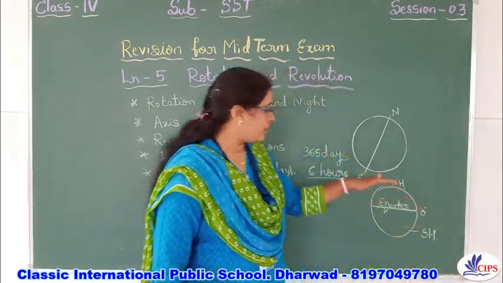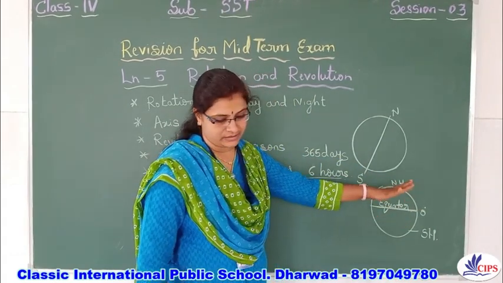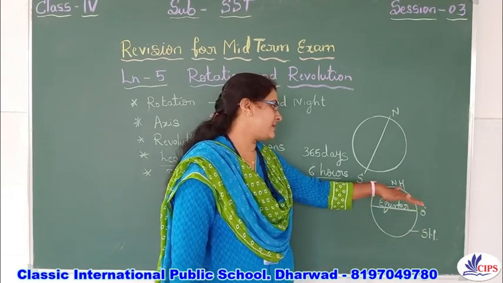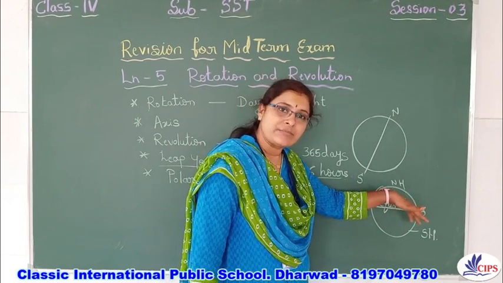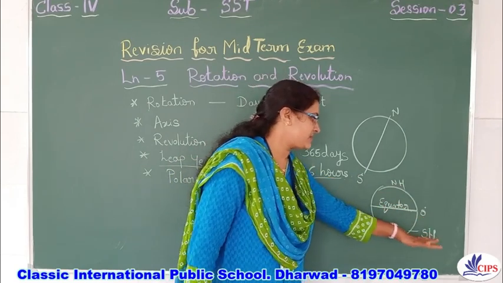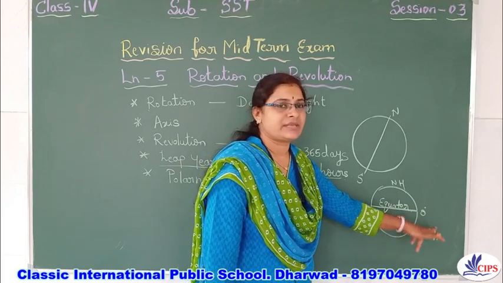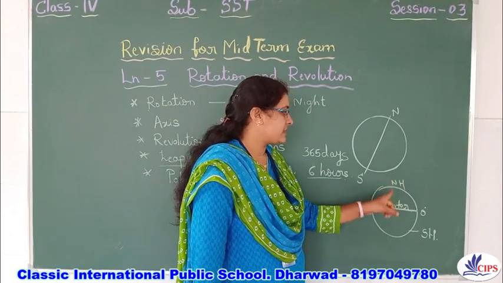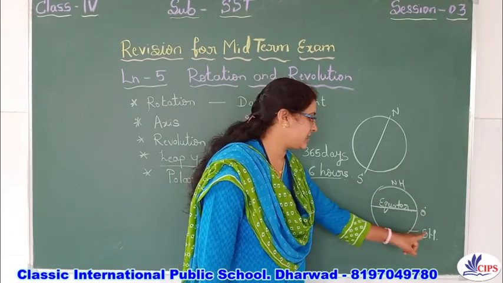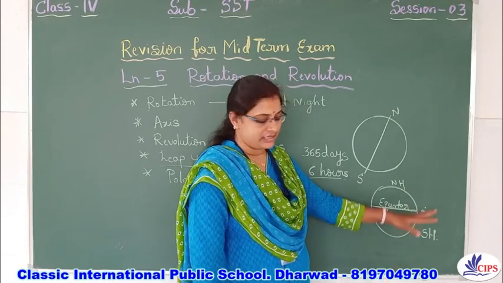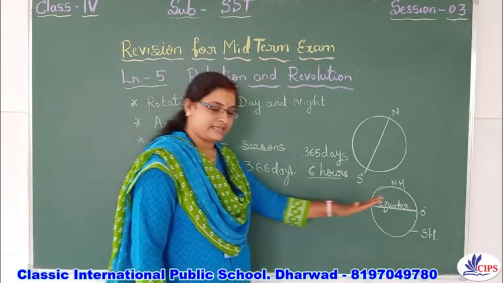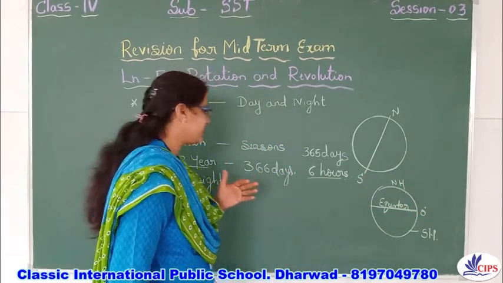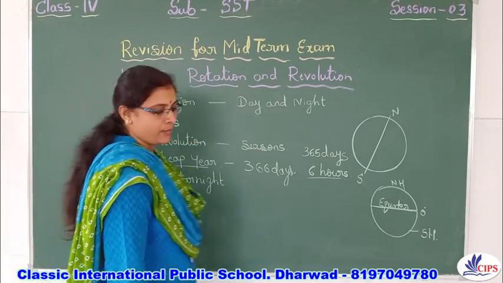Then children, the northern hemisphere and southern hemisphere always have opposite seasons, which means when it is the summer season in the northern hemisphere, it is the winter season in the southern hemisphere. If there is a winter season in the northern hemisphere, there is a summer season in the southern hemisphere. That's why the northern hemisphere and the southern hemisphere always have opposite seasons. Got it children?